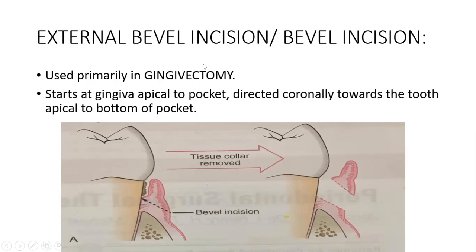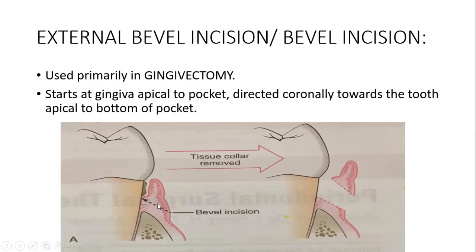Now, talking about the external bevel incision, how is this incision made, and in which direction? If you look at this picture, it's very simple. It starts at the gingiva. Of course, every incision will start at the surface of the gingiva, apical to the pocket. Here you can see this is the pocket, and they're saying apical to the pocket. Apical means towards the root apex, that is downward. I hope you are familiar with terms like apical and coronal.